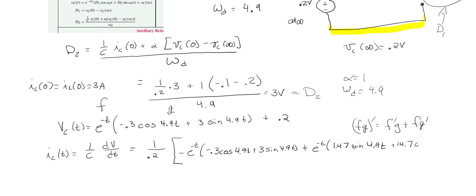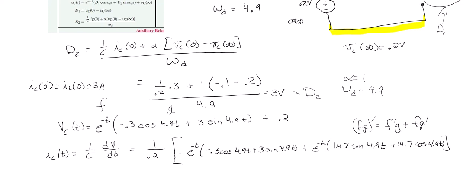So 14.7 cosine 4.9t. And then the derivative of 0.2 is just 0. And then I could simplify that if I wanted to. I don't want to. Does anybody here want to? No. Okay. All right. So it said to find.